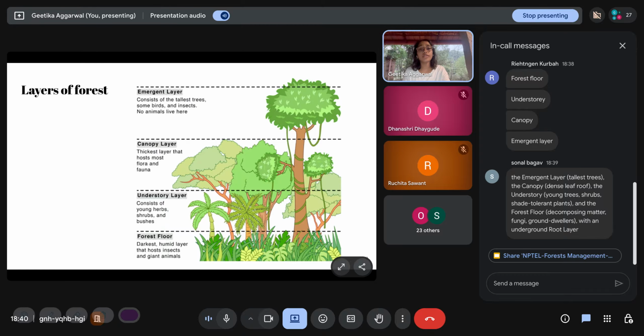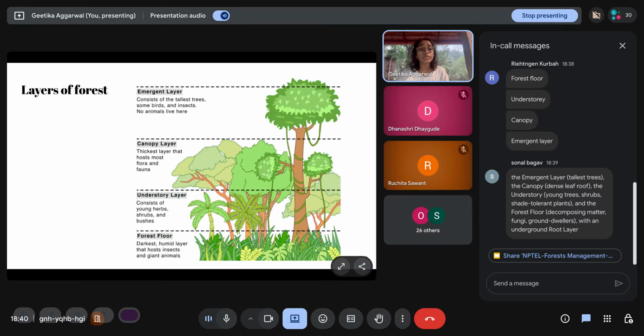And there are some plants here and there which form the emergent layer. These are trees that actually outgrow the canopy, even higher than the canopy, but they're not present in a continuous layer, because then that would be the canopy height. These are a few trees in the forest that go beyond the canopy height, and they form the tallest trees. And these mostly include some birds, some insects.